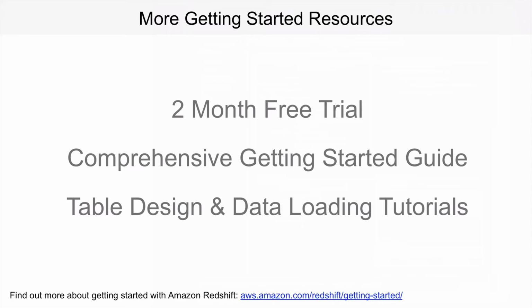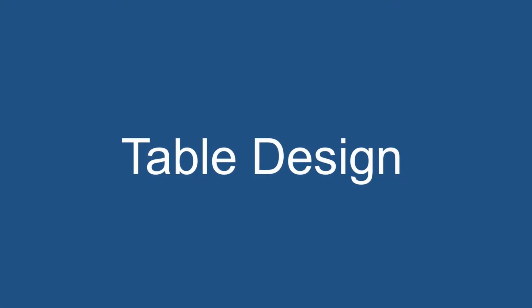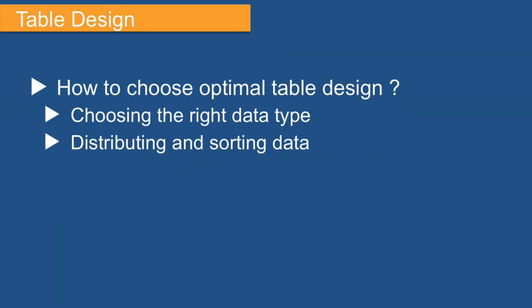So let's take a look at table design with Amazon Redshift, and this is a really important aspect of using Redshift efficiently and effectively. The reason for that is basically twofold. Firstly, it's important to choose the right data type for the data that you're using so that it's represented correctly within the model that Redshift uses.